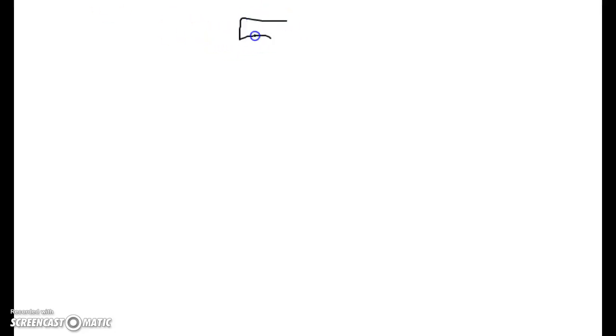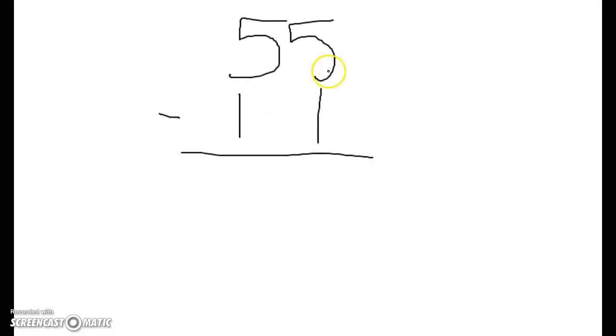I didn't need to erase all of that, but let's write it again. 55 minus 11. All right, go ahead and do the ones. 5 minus 1 is 4. This is not a 5 though. This is 50. Same thing with addition. This 5 represents 50 because it's in the tens column. That's a lot of marbles or a lot of blocks.